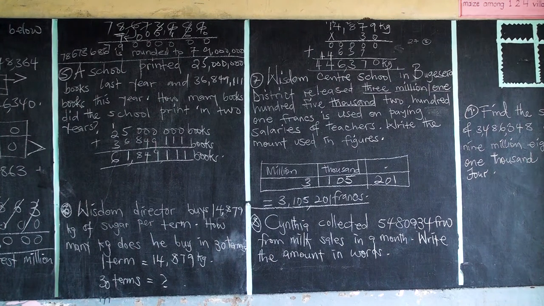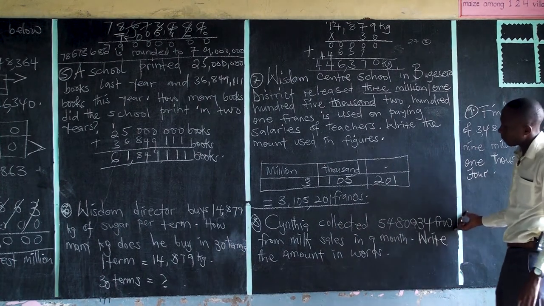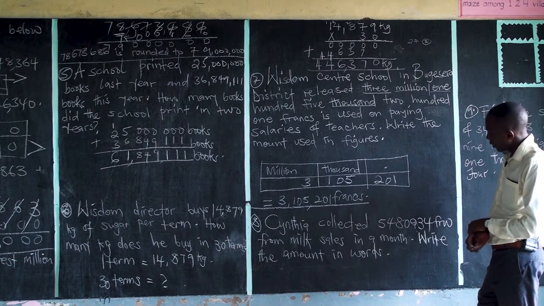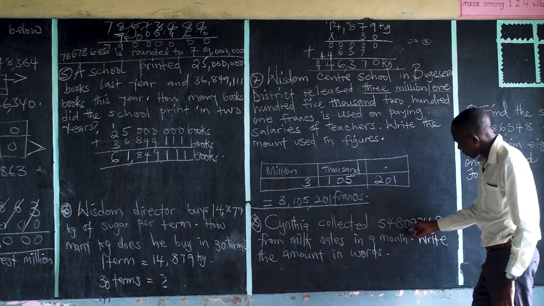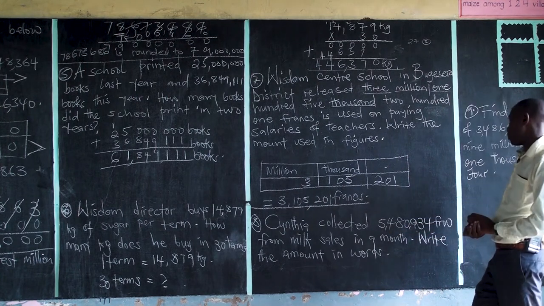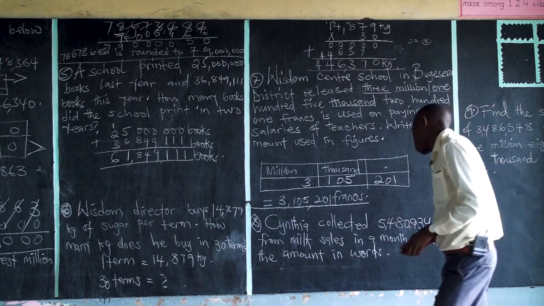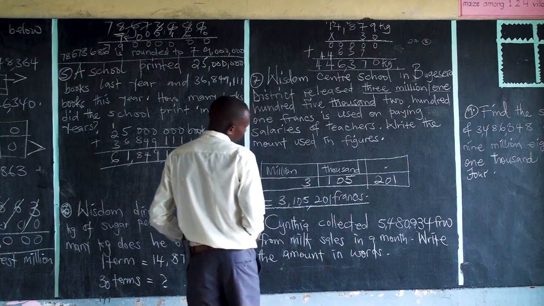Then from there, let's come to the last question. Last question, which says, Cynthia collected, here, comma, 5,408,934 francs from milk sales in a month. Write the amount in words. So we want to write that in words.